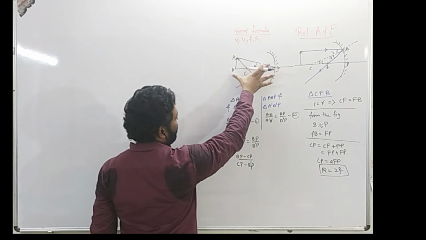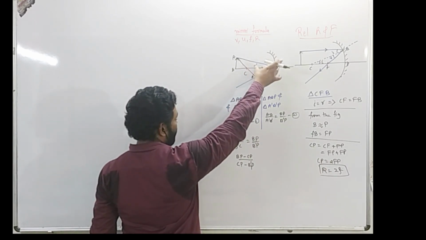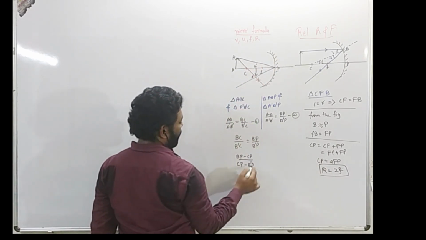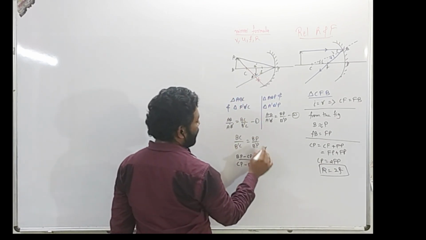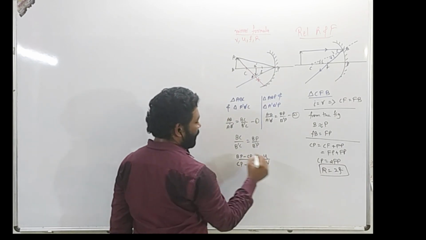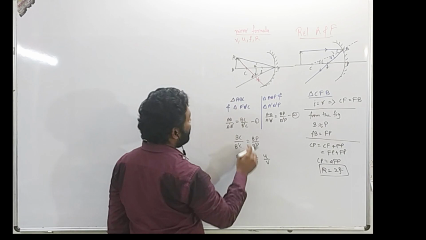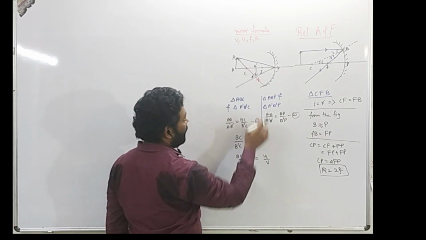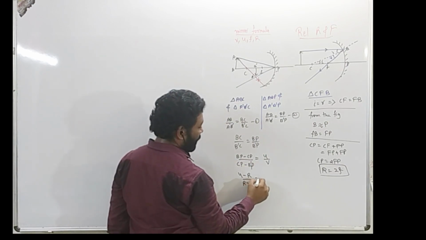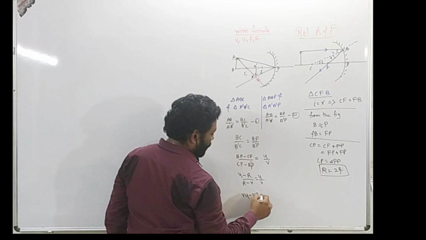BC can be written as BP minus CP, and B dash C can be written as CP minus B dash P. BP represents the object distance U, B dash P represents the image distance V, right? So BP is the object distance U, CP is the radius of curvature, and B dash P is the image distance V. Let us try to solve it by cross multiplying.